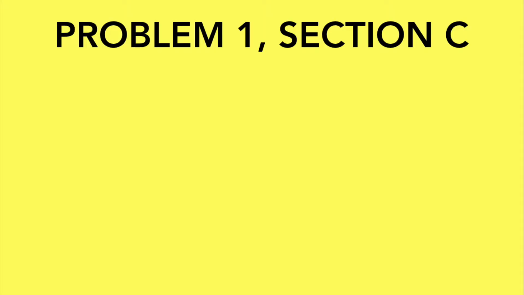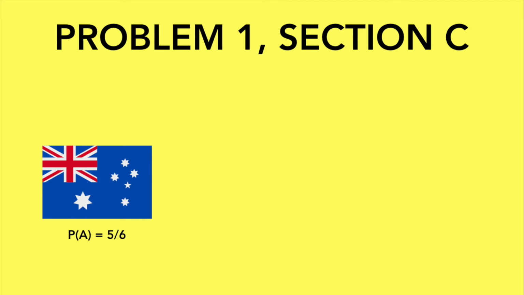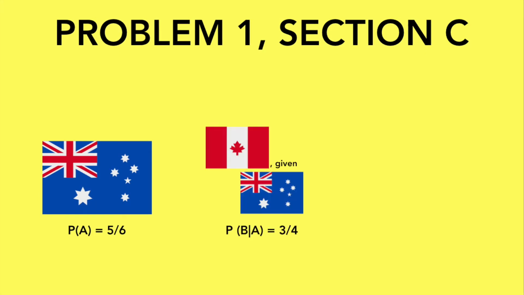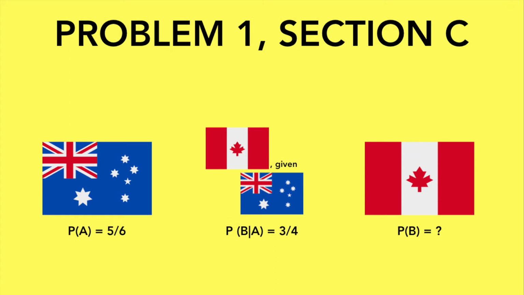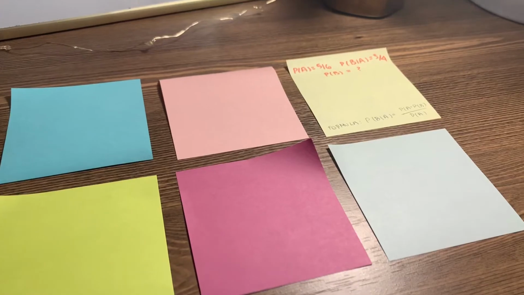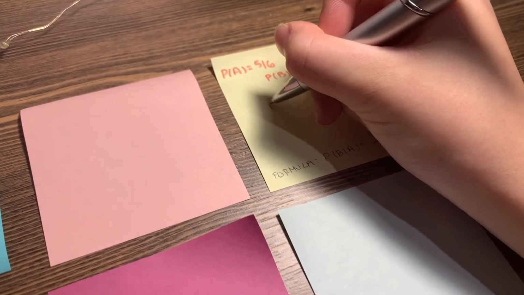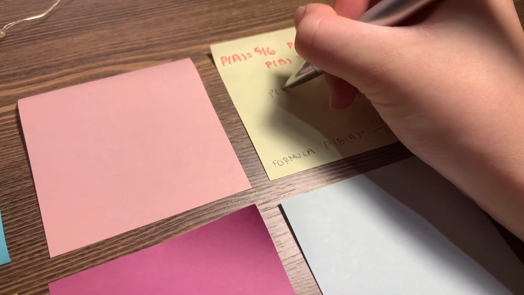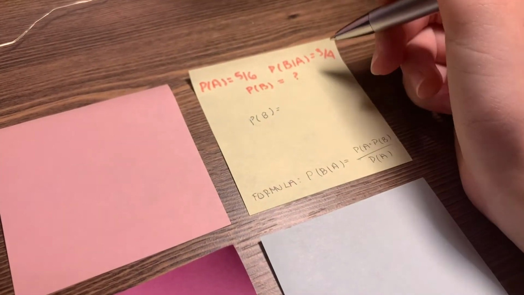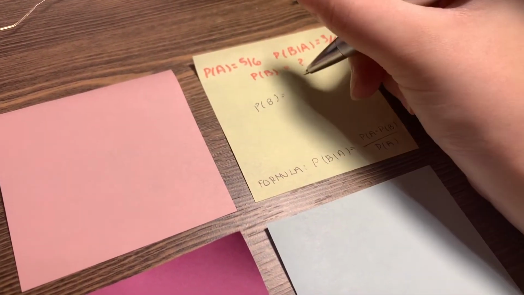For problem 1, section C, we are given the probability of a person being Australian, and the probability of a person being Canadian given he's Australian. Therefore, we need to find the probability of a person being Canadian. For section C, we are given the probability of B given A and the probability of A. To solve this, we must solve for x using the formula we know for conditional probability.